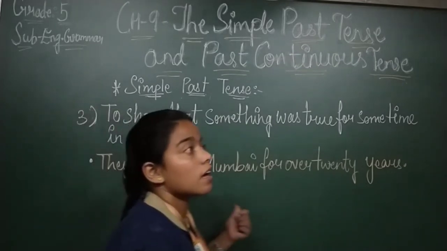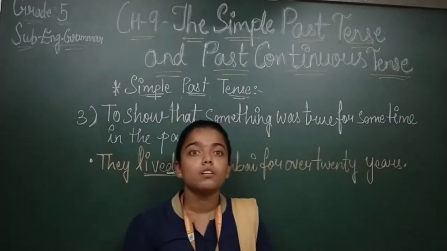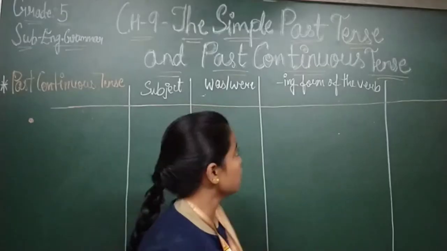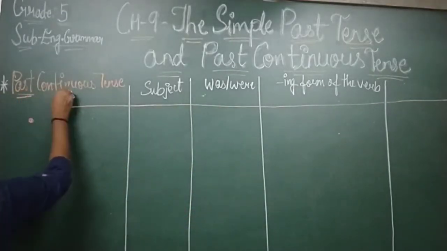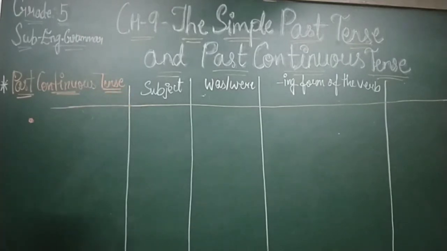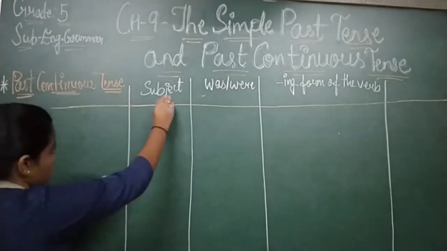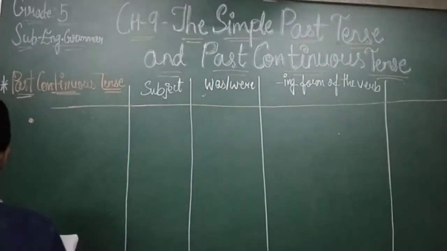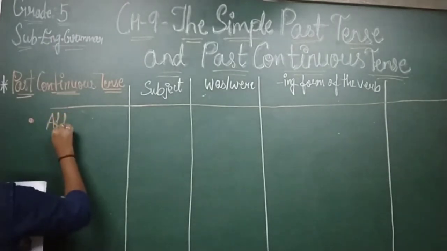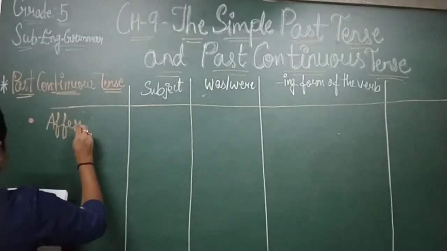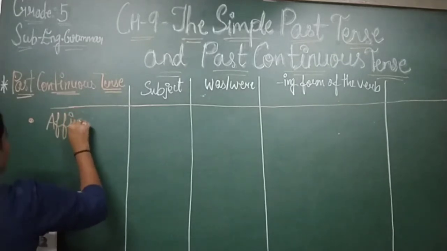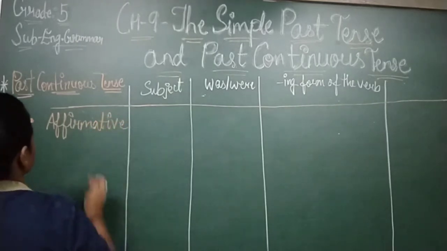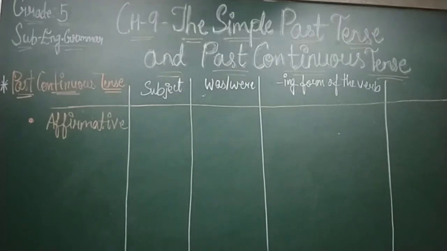So now we will see one table of the verb of past continuous tense. So let's see. Here is a table of past continuous tense. We will see the subject, the was where form and the ing form of the verb. So first of all, the point is of the affirmative. Affirmative is the positive side we will see.